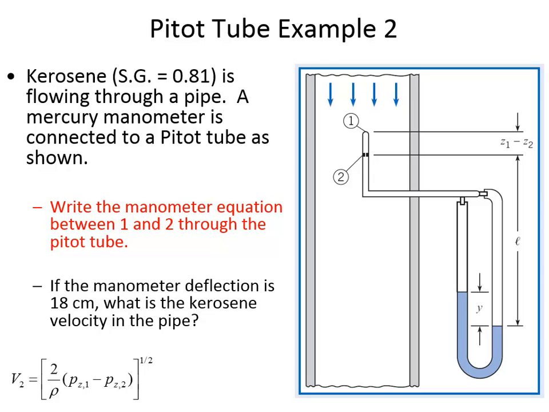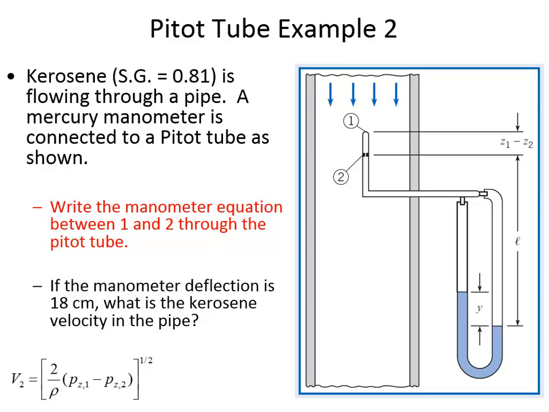So let's say that we took a pitot tube and instead of measuring the wind speed with it, what if we wanted to try and measure the flow rate through a pipe? Here we have kerosene moving through a pipeline, a vertically oriented pipeline.